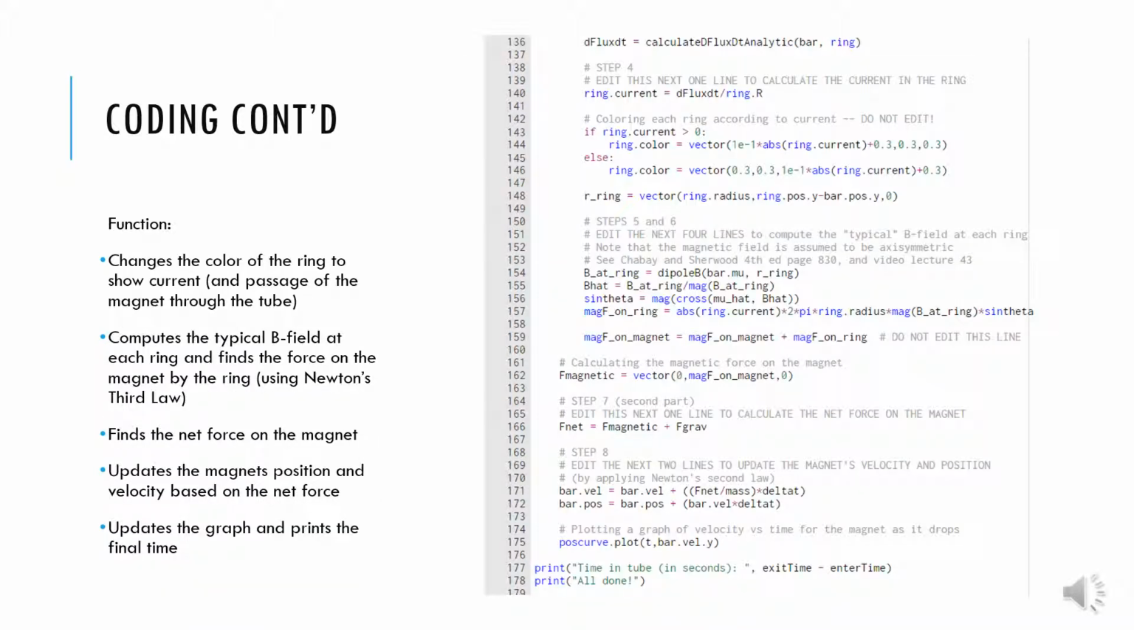Finally, this portion of the code changes the color of the ring to show current direction and magnitude, computes the typical B field at each ring in order to find the force on the magnet by the ring, and finds the net force on the magnet. It then updates the magnet's position and velocity based on the net force, updates the graph, and prints the total time that the magnet took in the tube.